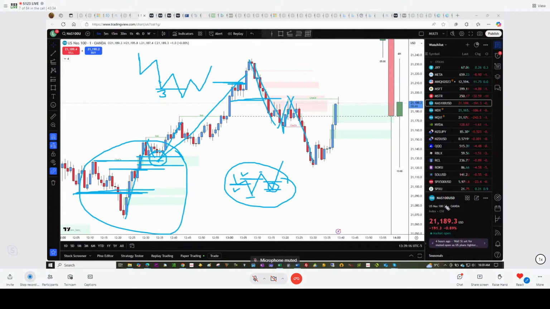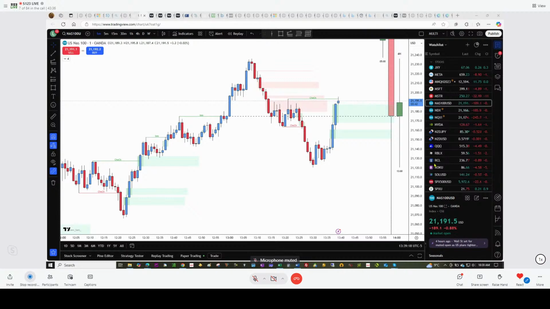You might want to comment on the current movement that we have, where we have two fair value gaps. Where would you get into the trade, or would you be holding off for a better entry? Well, this one we've kind of missed the train here, the boat.